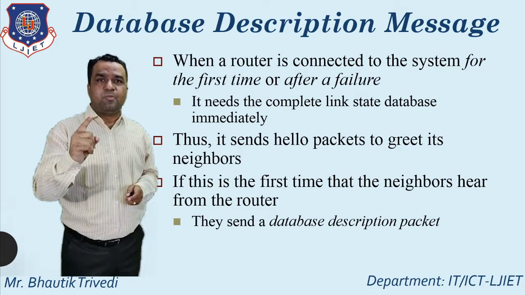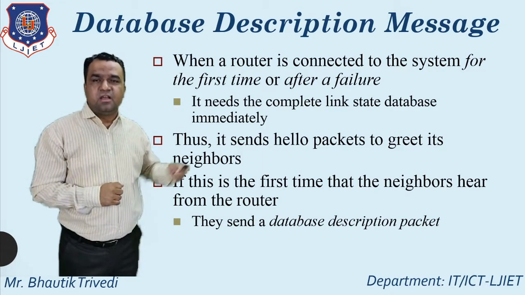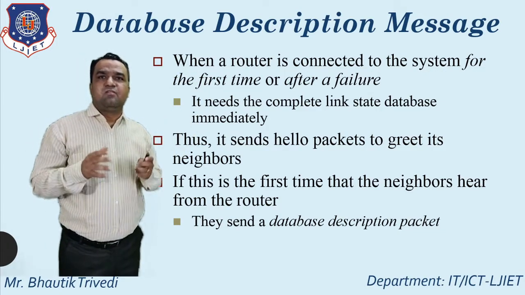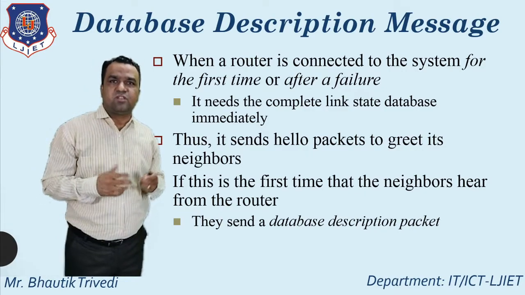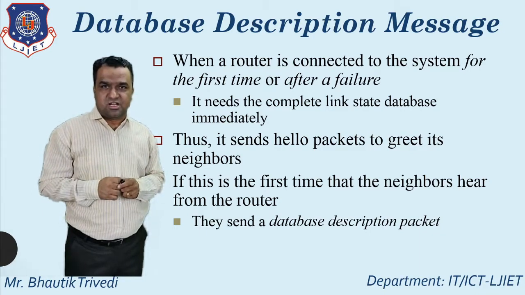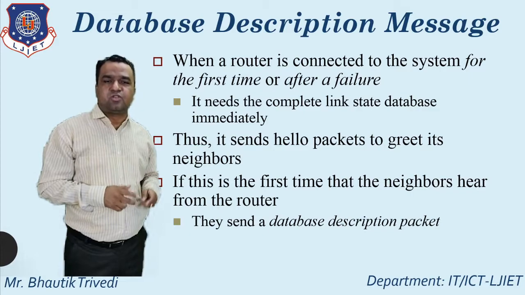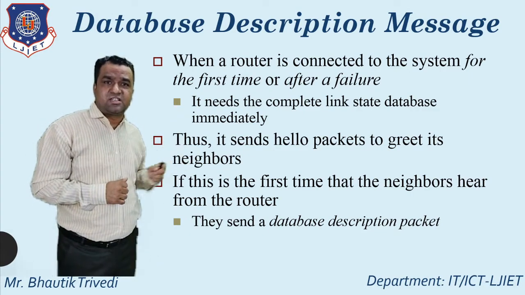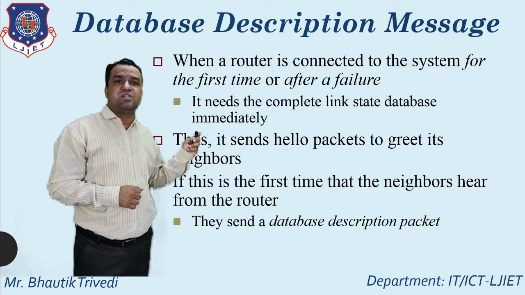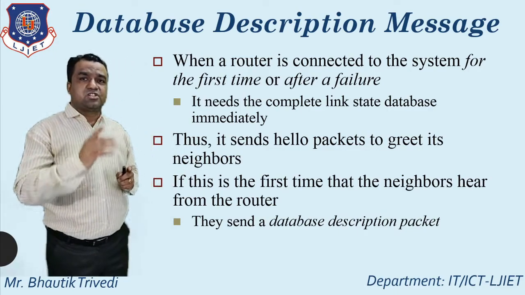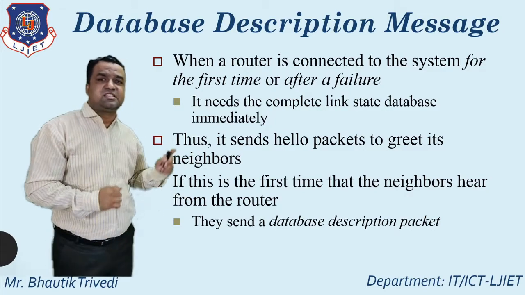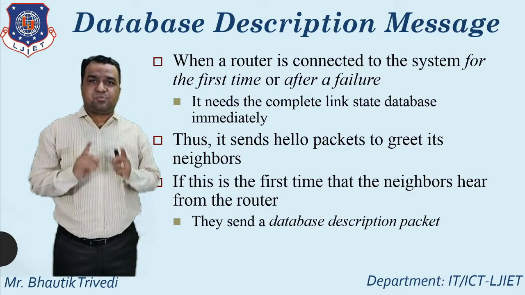After that, the second one is the database description message. Must remember one thing: the hello packet format has type equal to 1, and the database description message has type equal to 2. When a router is connected to the system for the first time or after a failure, it needs the complete link state database immediately. So it directly sends the hello packet to its neighbor. If this is the first time that neighbors hear from the router, they send a database description packet. So first the hello packet is transferred after a failure or the first time, and they directly send the database description packet as a response.